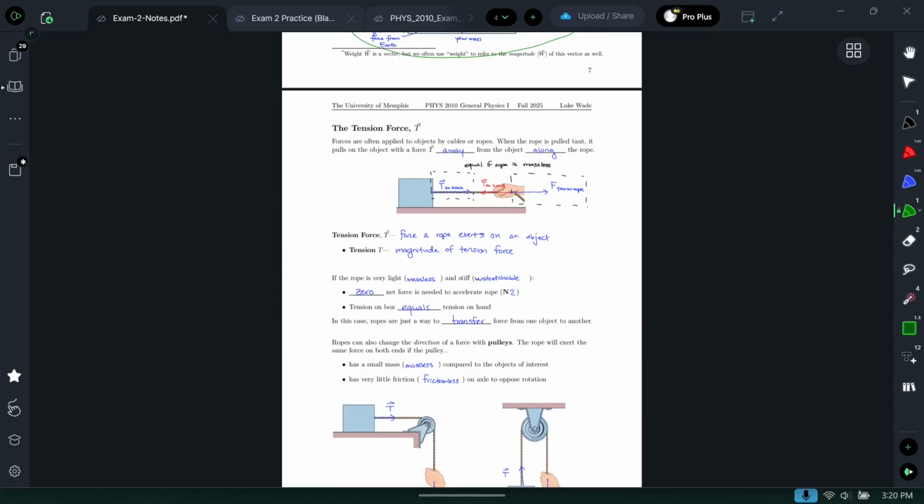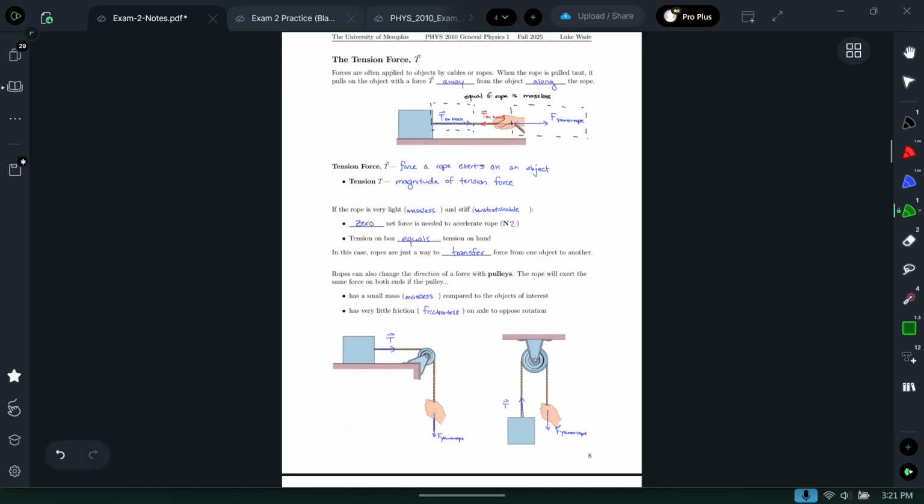Tension. Ropes are the easiest one. The tension is along the rope and it just transfers from one end to the other. So if I'm pulling on one end of a rope, whatever force I'm pulling with, maybe 50 newtons, there's 50 newtons on the other end of the rope pulling on whatever's attached to it. So ropes are not tricky.